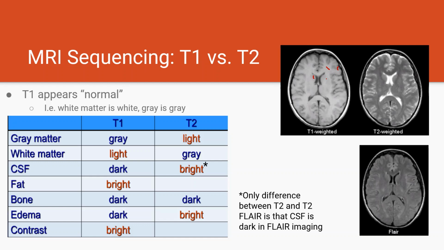If you remember that, then T2 is just the inverse. Things that are gray matter appear white, white matter appears gray. T2 FLAIR then is the same sequence as T2, but the one thing you'll notice is that here the CSF is really white in T2 versus FLAIR. We kind of take that out just because that really bright CSF can be kind of distracting.